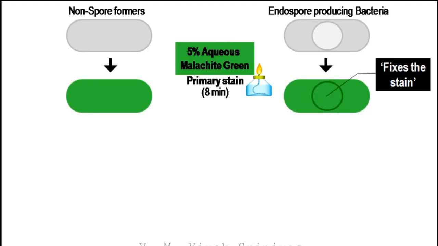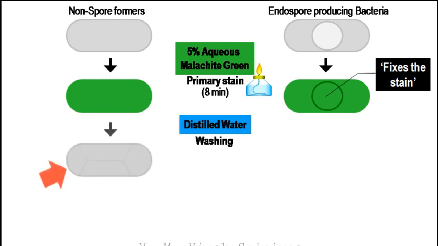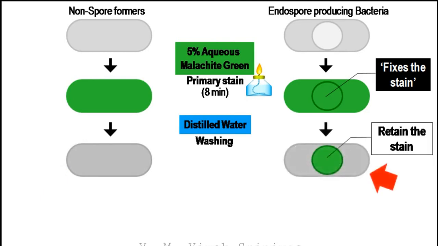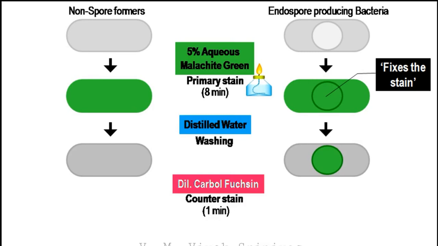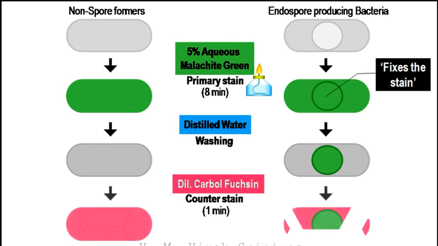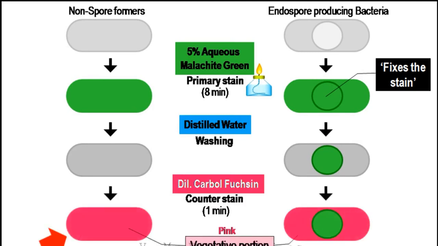It decolorizes the primary stain easily from the non-spore forming bacteria, but the spore portion of the spore forming bacteria retains the primary stain. Lastly, on use of the counter stain, the dilute carbolfuchsin gives pink color to the non-spore forming bacteria and to the vegetative portion of the spore producing bacteria. So, on spore staining, the endospores are stained green, and the vegetative portion of the spore-forming bacteria are stained pink.